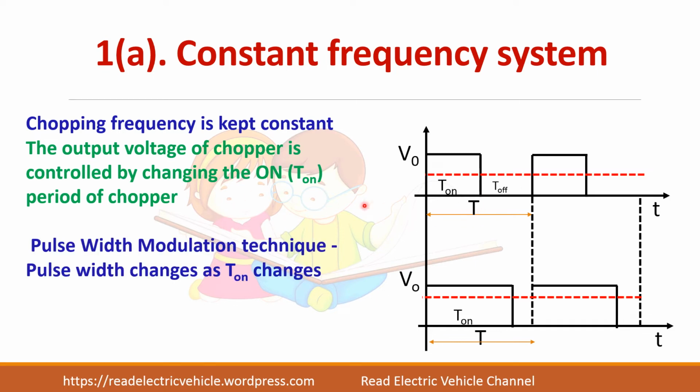This method is also called pulse width modulation technique because you are able to vary the width of the pulse. You see the pulse here, the width of the pulse has increased here. So this method is called pulse width modulation technique, and this is the technique usually adopted in power electronics, the most preferred technique for power electronics.